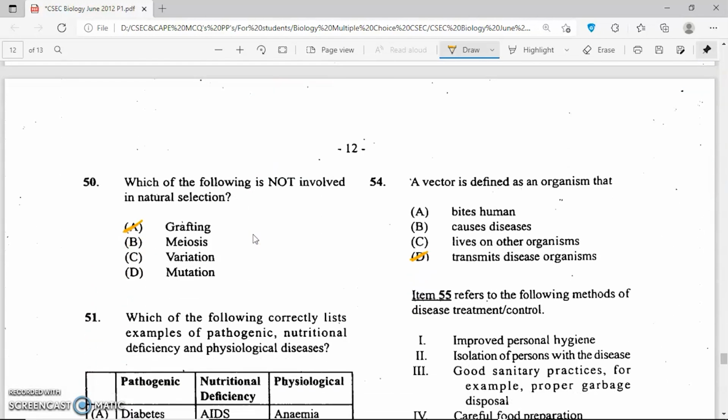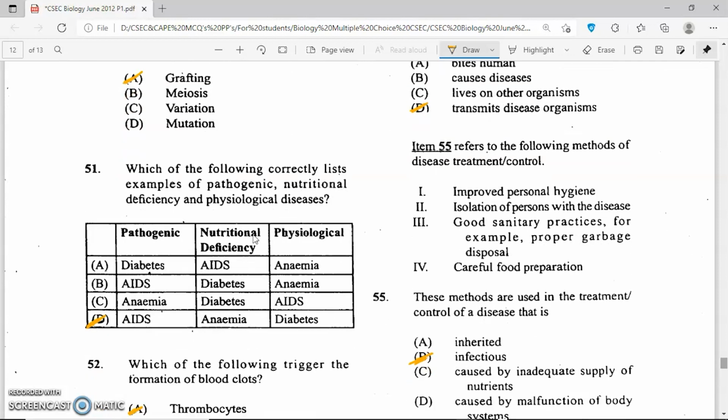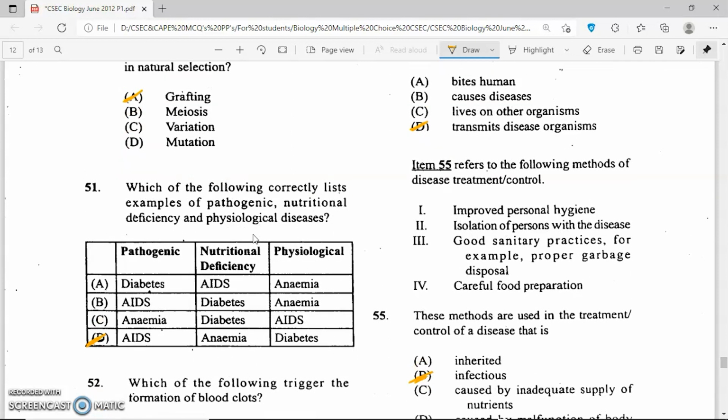Number 50. Which of the following is not involved in natural selection? Okay, the answer here is grafting. Grafting has nothing to do with natural selection. Okay. Number 51. Which of the following correctly lists examples of pathogenic, nutritional deficiency, and physiological diseases?